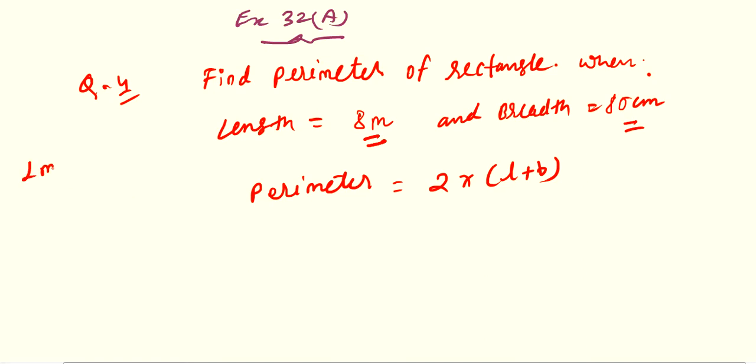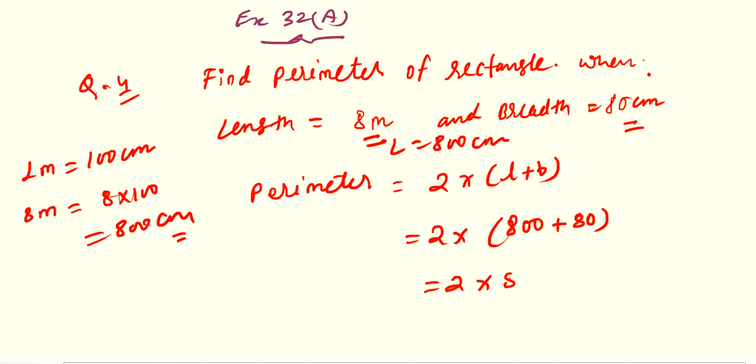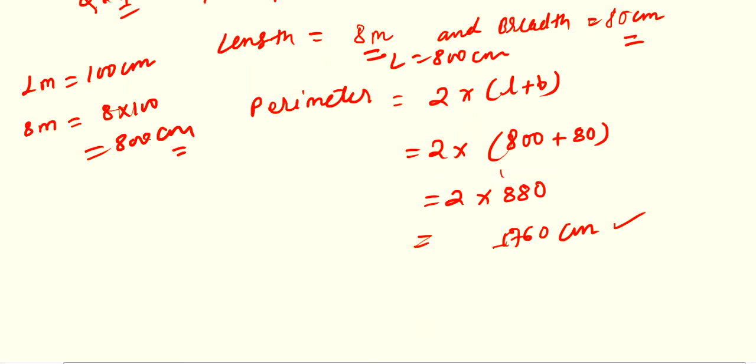So as you know, 1 meter equals 100 centimeter. So 8 meter will be equal to 8 into 100, so 800 centimeter. So your length is now 800 centimeter and keep the breadth the same. So now 2 into value of length 800 plus value of breadth 80. So 2 into 880: 2 0 is 0, 2 8 is 16, 1 carry, 16 plus 1 is 17. So 1760 centimeter. So this is the required perimeter.